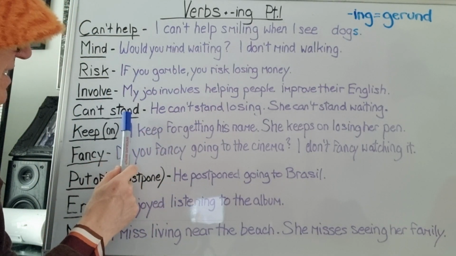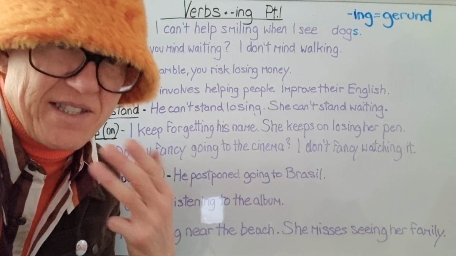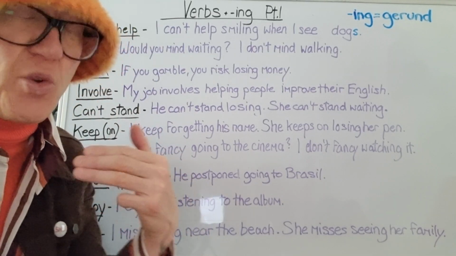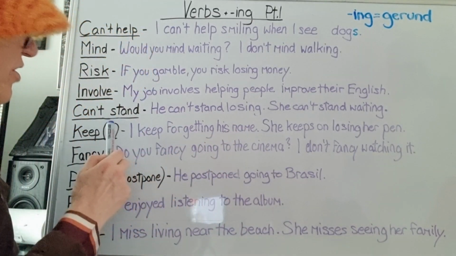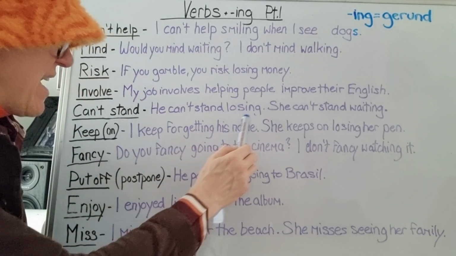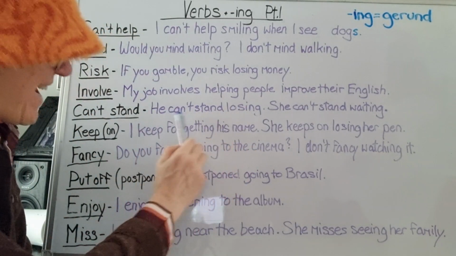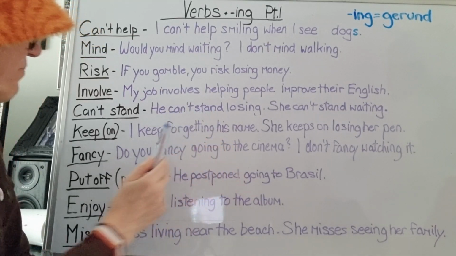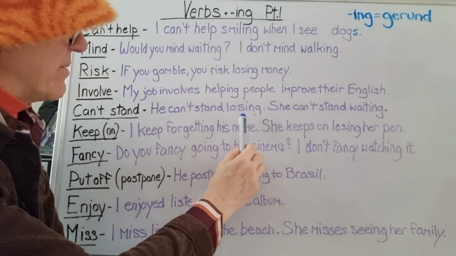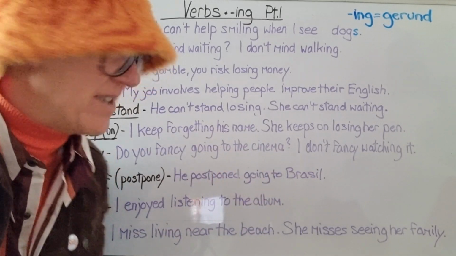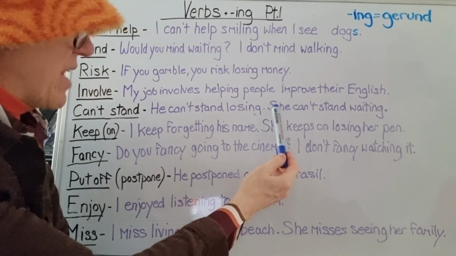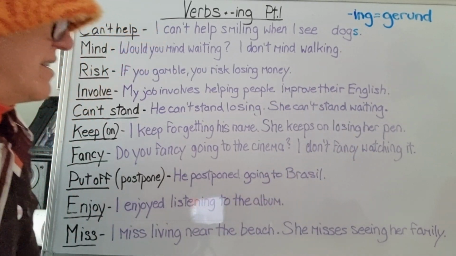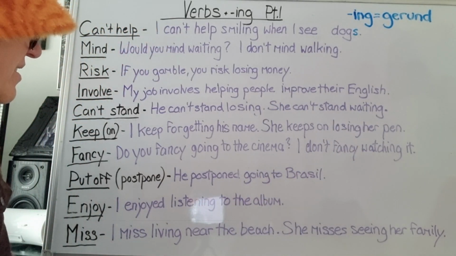Can't stand. Now, this doesn't mean what it seems like. Of course, you can say can't stand, but then you wouldn't have a verb afterwards. When you have a gerund after can't stand, it means I hate, I despise, I loathe. He can't stand losing. Okay, we all know people like that. Very competitive people. She can't stand waiting. Oh, I hate waiting. Yeah, I know how you feel, sister.